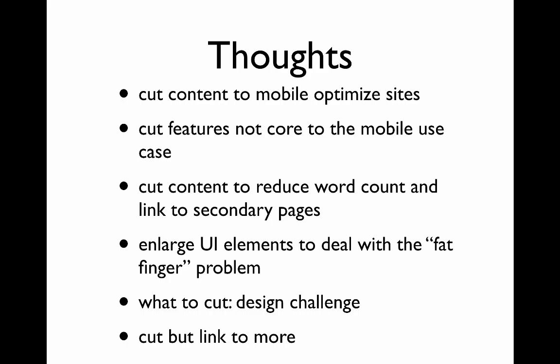You could cut content to reduce the word count and link to secondary pages. You don't have so much space for content anyway, so you could cut the content, but have links to more content if the user chooses to view it. You also want to enlarge the UI elements, just in case there's a fat finger problem. So in general, on the mobile device, you want the fonts to be bigger, and you want the buttons to be bigger, otherwise it's hard to press.